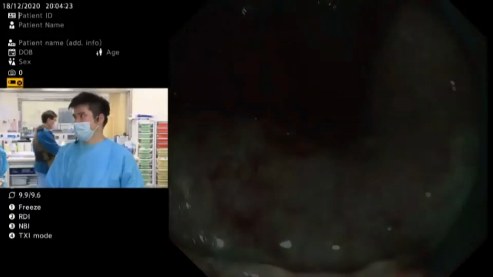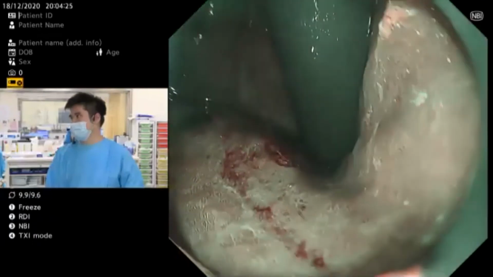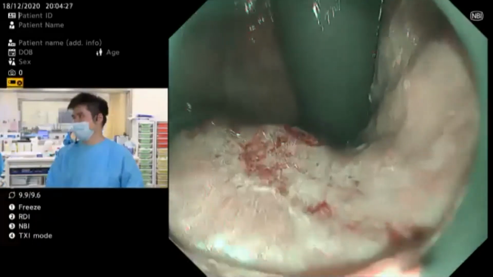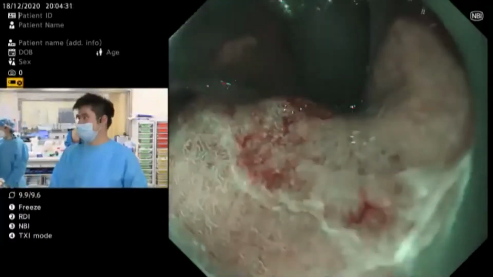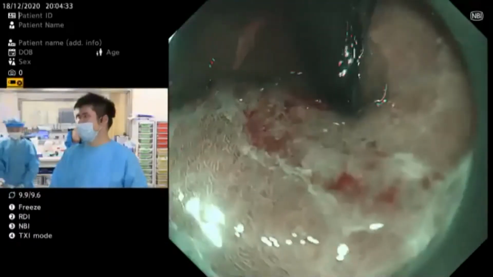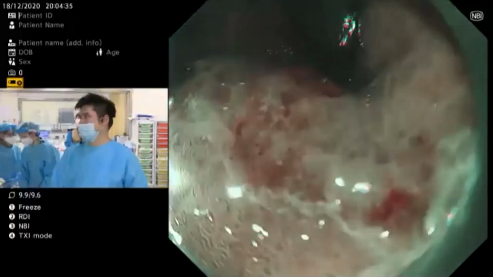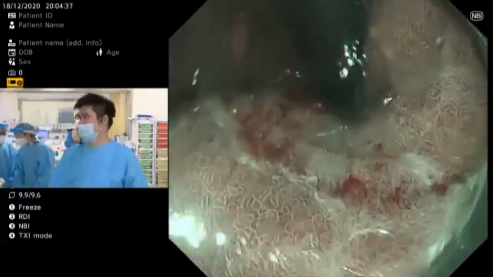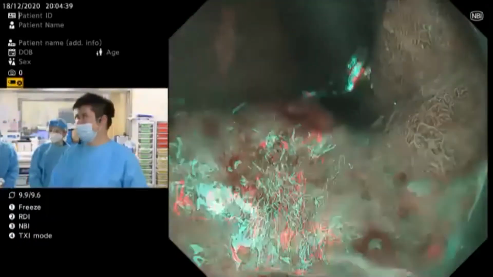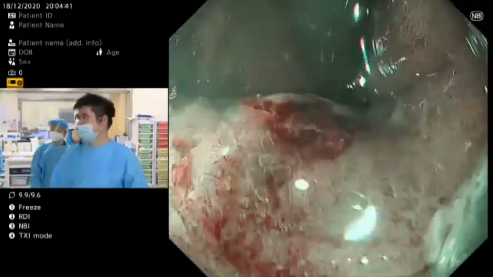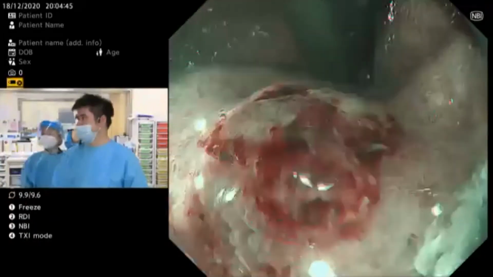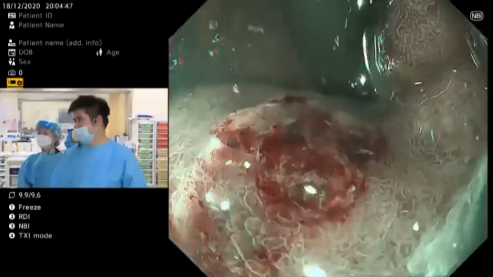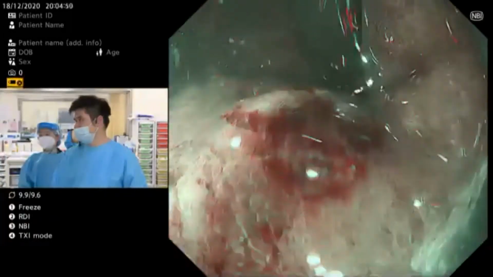But whenever you see a lesion, especially with a magnifying scope, we try to move our scope towards the lesion from a normal area. So we magnify our scope. Now you can see medium magnification. Then we slowly move our scope towards the target lesion. I must apologize because of the bleeding, it's not shown very well.